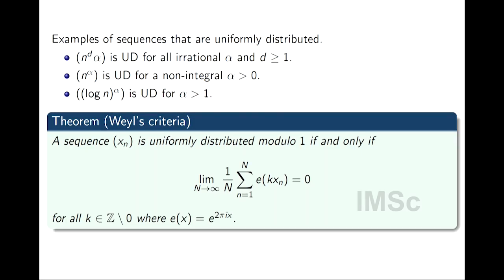There is a classical criterion to check if a given sequence is uniformly distributed, which is known as Weyl's criterion. This calls for an evaluation of an exponential sum of this form, and you need to check that it goes to 0. I am not going to use much exponential sums in the rest of the talk, so I am not going to talk about this much. Okay.